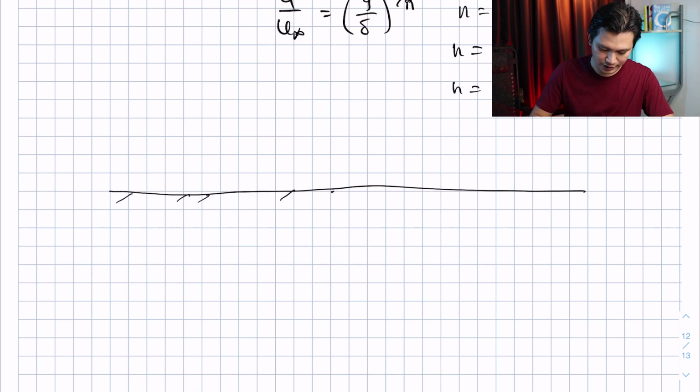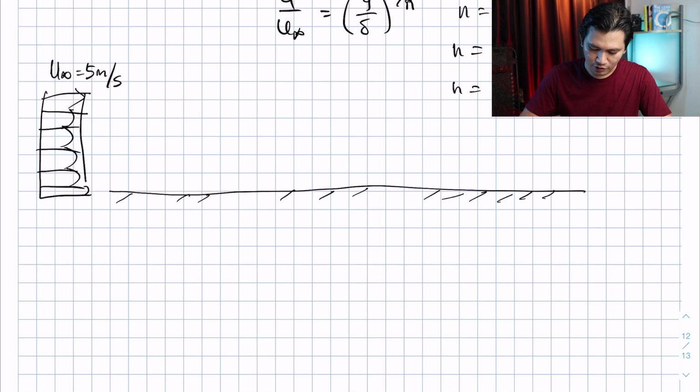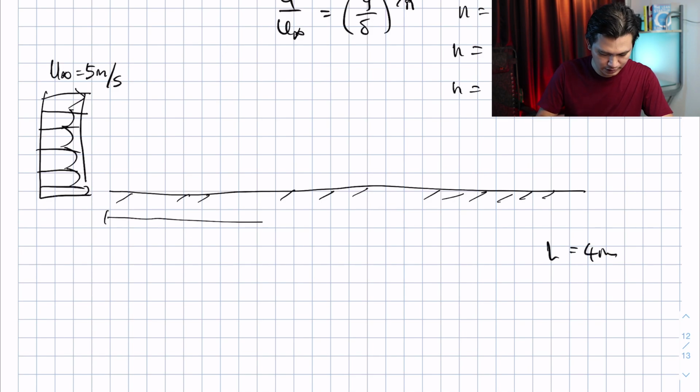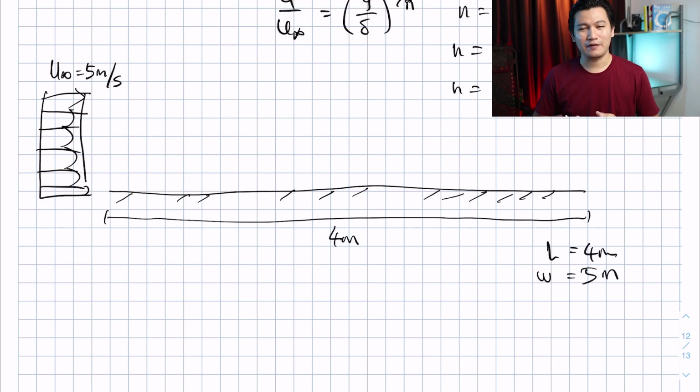Okay, you have a flat plate here, and you have a free stream velocity coming from the left. The free stream velocity is 5 meters per second, and the length of the flat plate is 4 meters. The width of the flat plate is 5 meters. So you have the length and also the width. And why do we need length and width? Because we need the area.